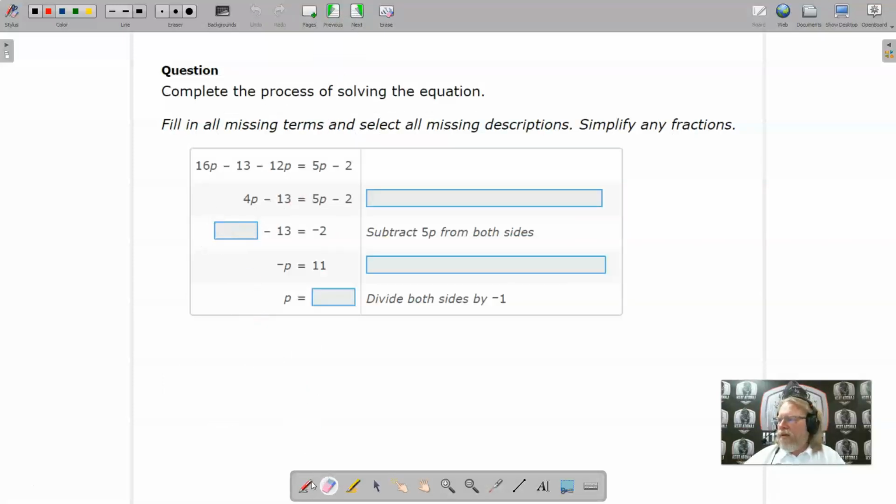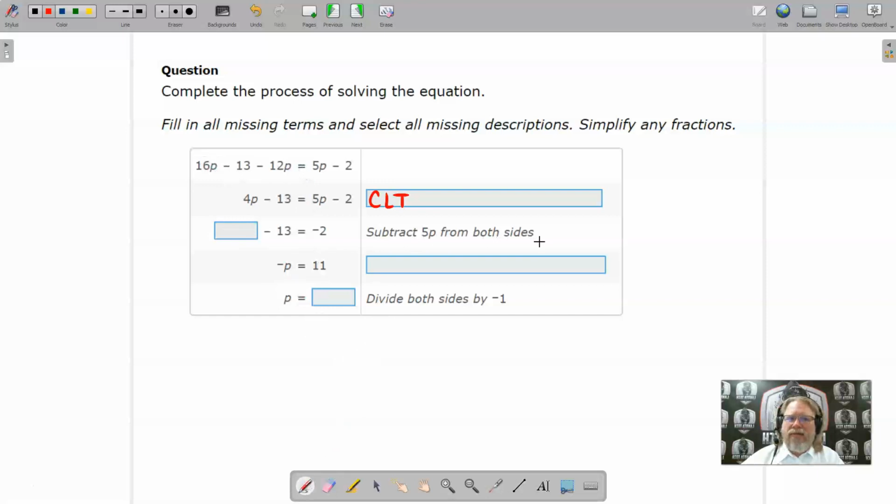On the next one, looks like we get 4p here. We're going to get that from 16p and 12p. 16 minus 12 is 4. So we combine like terms, and I'm just going to put CLT for combine like terms. And there's our negative 13 still there, and our 5p, everything else comes down. So that's first step, is to combine like terms.